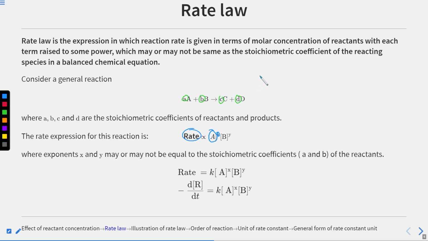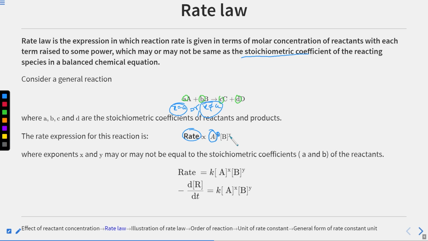It is also written here that they can be raised to some power, and that may or may not be equal to the stoichiometric coefficient. So it is saying that this x can or cannot be equal to this a. It will depend on the reaction complexity, which is a different matter to discuss. Or it cannot be equal also. So both can be possible. It is completely, you can say, experimental.